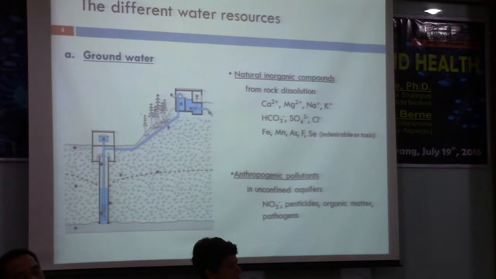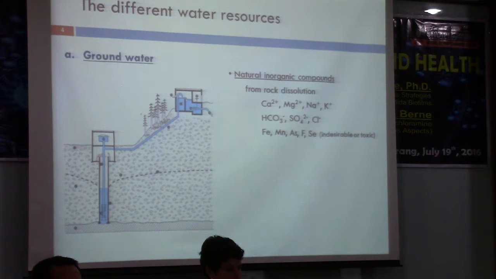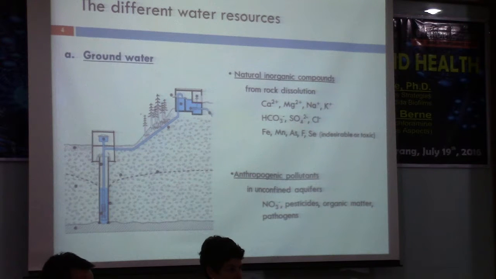So if deep aquifers are quite well protected from anthropogenic pollution, we can find in unconfined aquifers anthropogenic pollutants like nitrate, pesticides, organic matter, for example, and of course microorganisms.